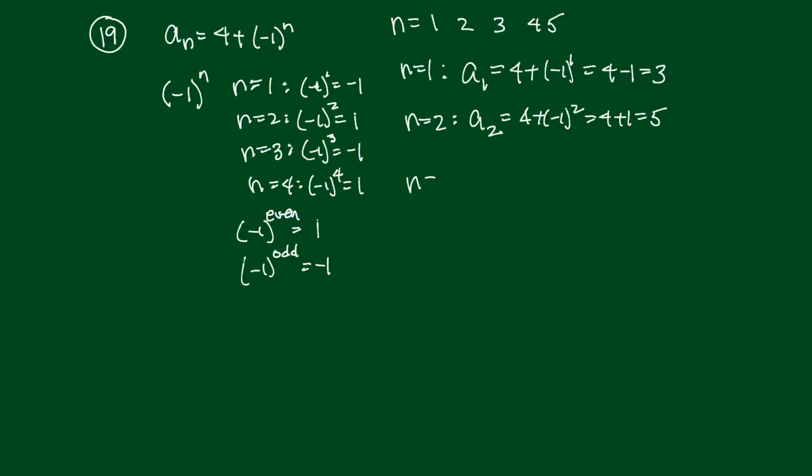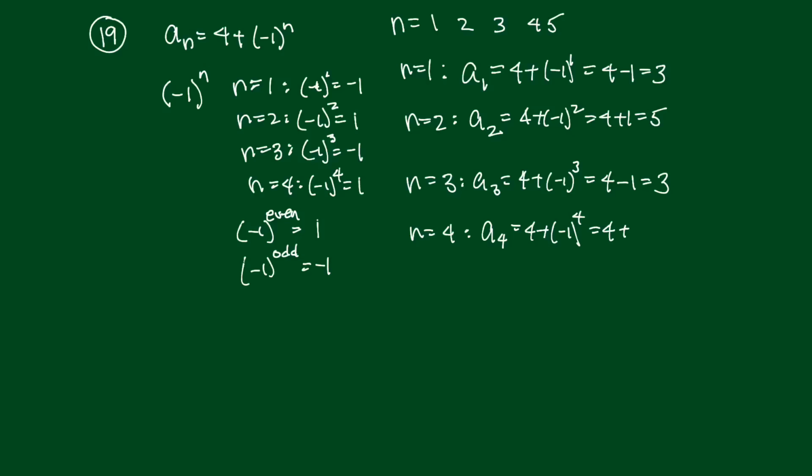So what are we going to get for n equals 3? So a sub 3 is equal to 4 plus negative 1 to an odd exponent. Now negative 1 to an odd exponent is negative 1, so I get a 3. N equals 4. I'll get a sub 4. The fourth term is 4 plus negative 1 to the fourth. So this is an even exponent. That's going to make that positive 1. So I get 4 plus 1. So I get a 5 out of this.